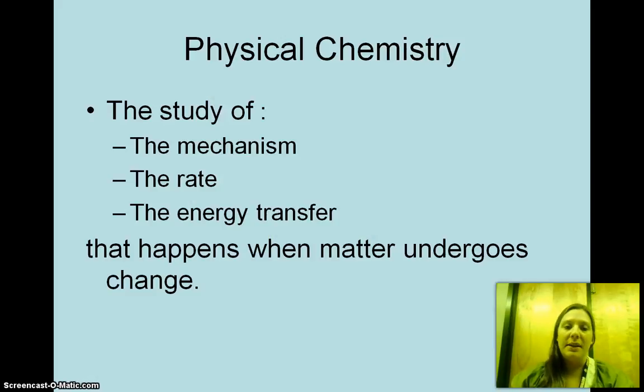A physical chemist studies matter as it undergoes change. So they study chemical reactions. They want to know the mechanism, how a chemical reaction is occurring. They want to know the rate at which it occurs and what the energy transfer is, the amount of energy that goes from one system to another. Okay? So a physical chemist is somebody who understands why and how exactly chemical reactions occur.